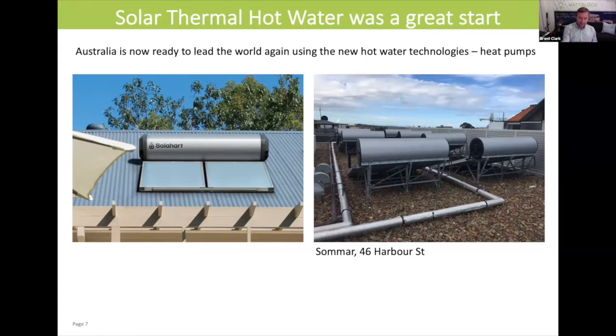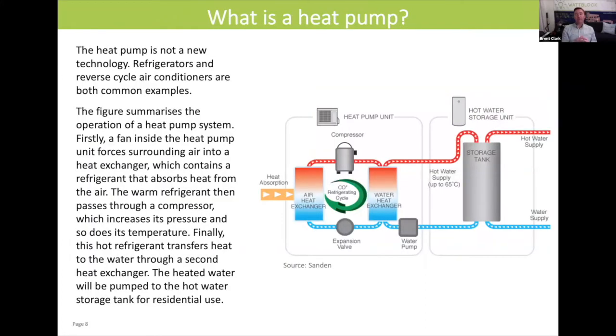But there's something that's more efficient than solar thermal hot water, and that is heat pump technology. Now, heat pumps are not a new technology. Another name for heat pump technology is reverse cycle air conditioning. So if you're comfortable with the technology behind reverse cycle air conditioning, you should be perfectly comfortable with installing a heat pump. So we've got a diagram here.